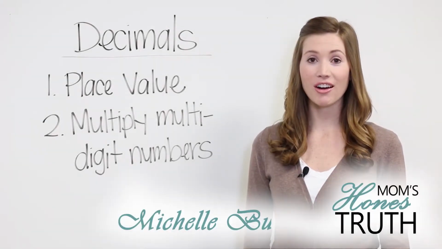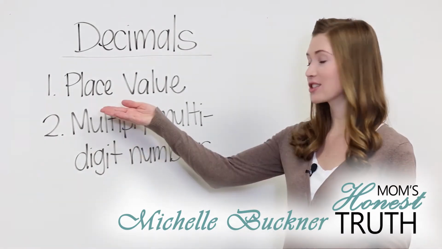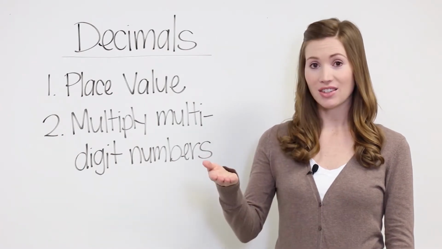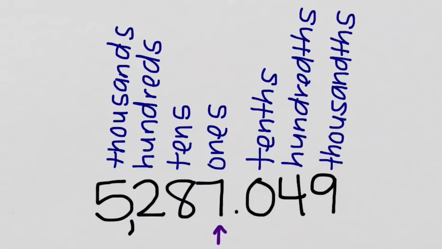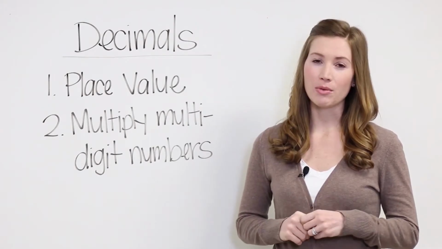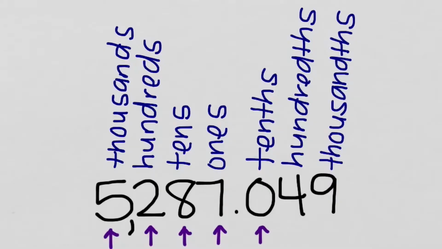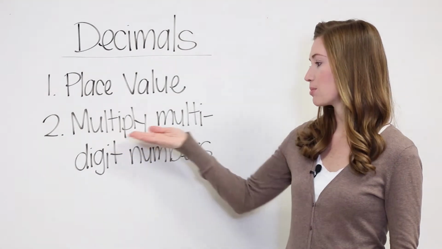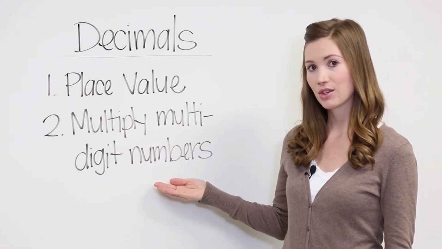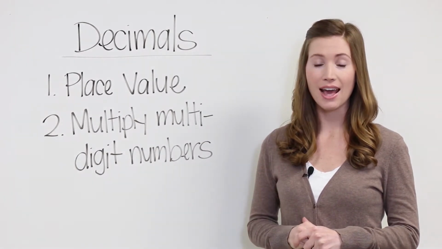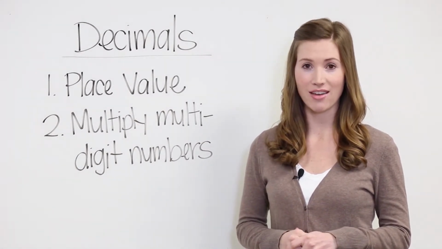Before watching this video, there are a couple things you need to know. First, place value. Not only do you need to know place value to the left of the decimal point, your ones, tens, hundreds, thousands, but you also need to be familiar with place value to the right of your decimal point, tenths, hundredths, thousandths. You also need to be able to multiply multi-digit numbers. For example, you should be able to multiply 424 and 125.